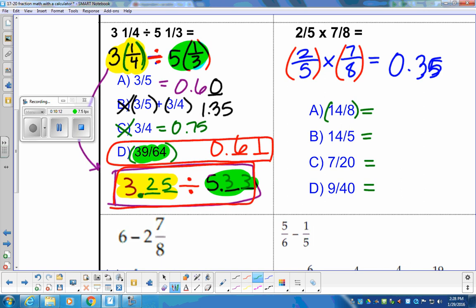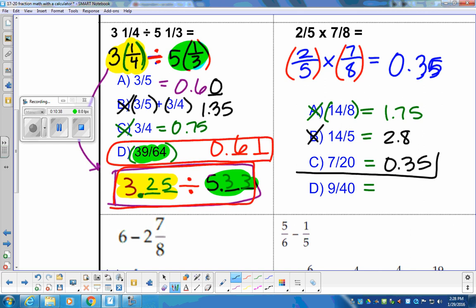If I type that in my calculator, 14 divided by 8, I get $1.75. Nope, not even close to 35 cents. Keep working through this then. In part B, we have 14 divided by 5. 14 divided by 5 is 2.8. Nope, not even close. Part C is 7 divided by 20. Nope, not even close.